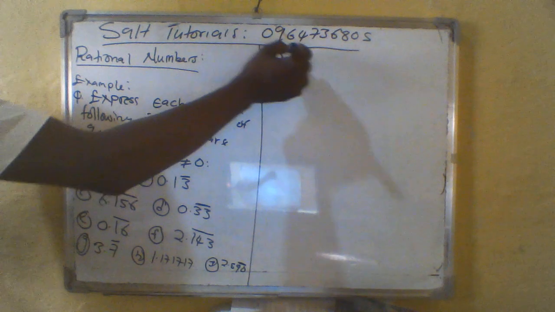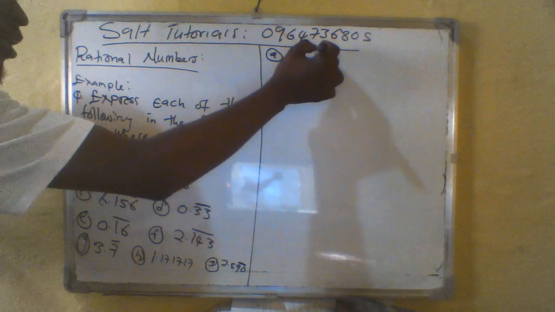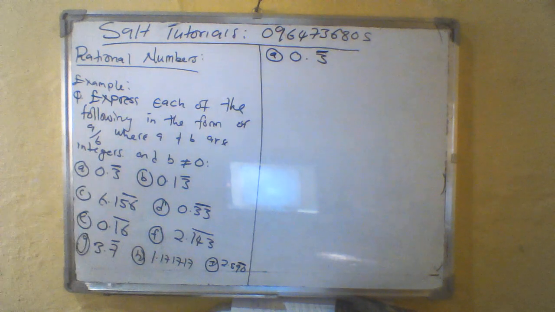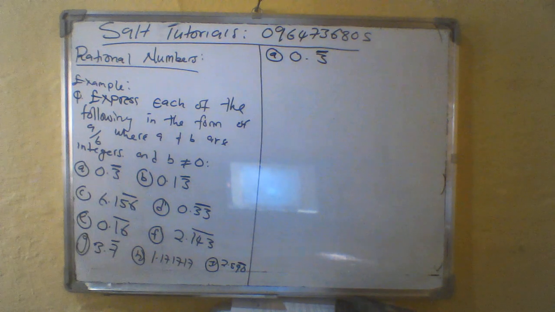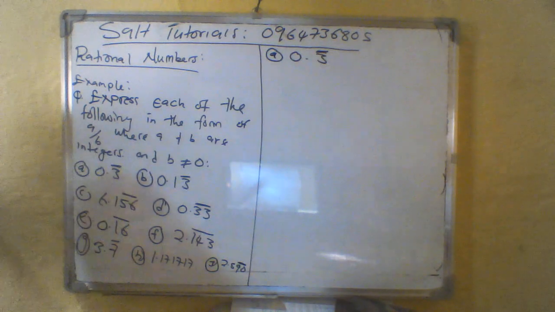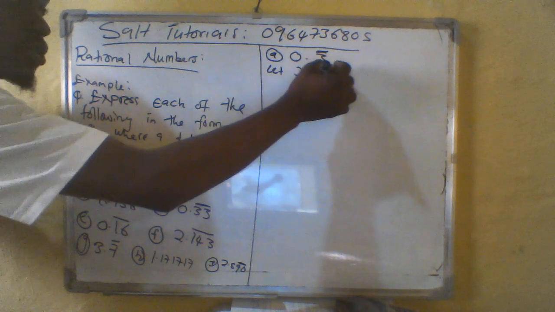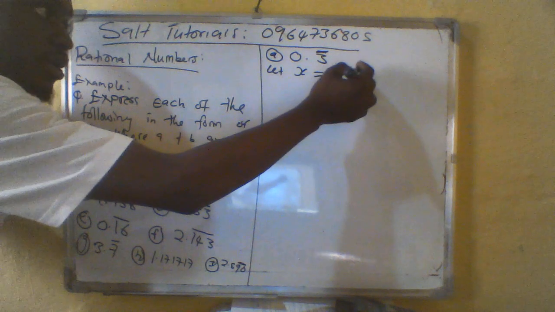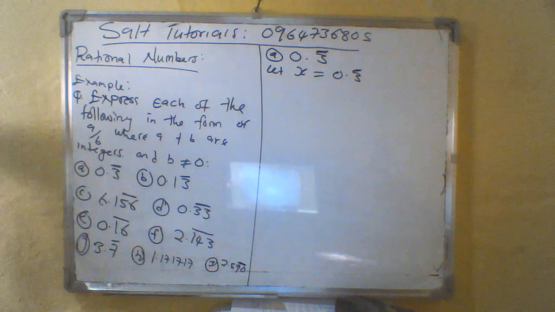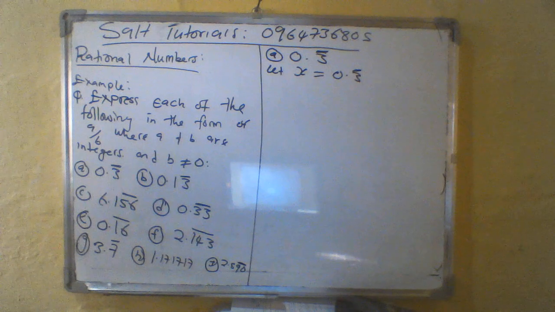We start with the first one, 0.3 bar. So how do I express that in the form of A over B? First thing first, let the expression be any letter of your choice. So this is my expression. I can say let x be equal to 0.3 bar. And you know that the bar means it's 333 repeated.